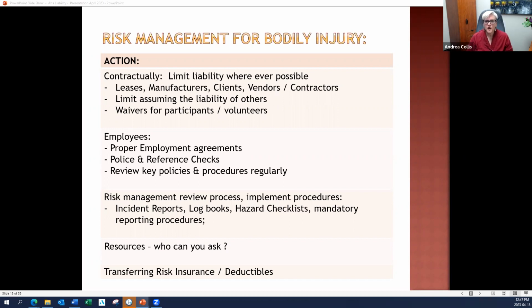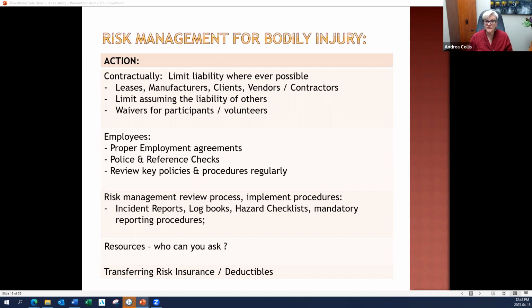And risk management for bodily injury for employees: again, it's really important to have proper employment agreements with respect to abuse. If they're working within your company, you're going to want to have performed your due diligence before hiring this employee, right? You've done your police checks and your reference checks. There are other things you can do, but also internally, we're going to have key policies and procedures that need to be updated regularly.